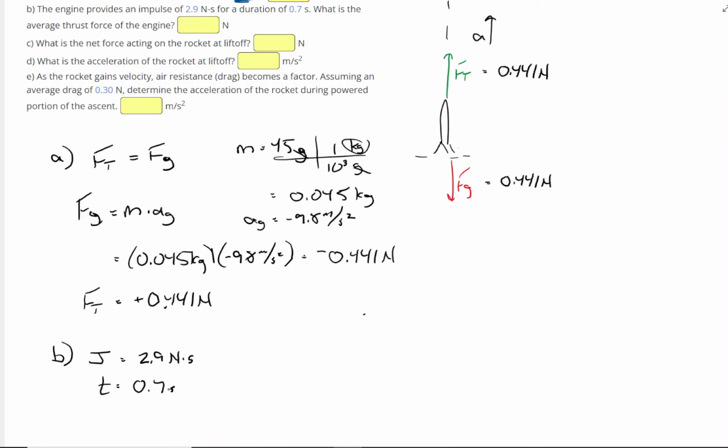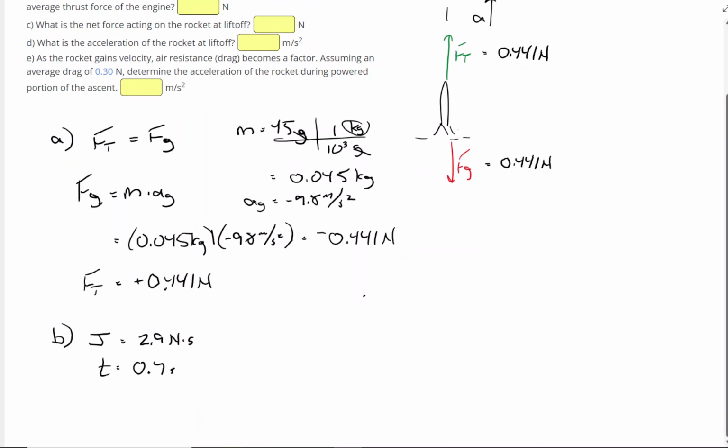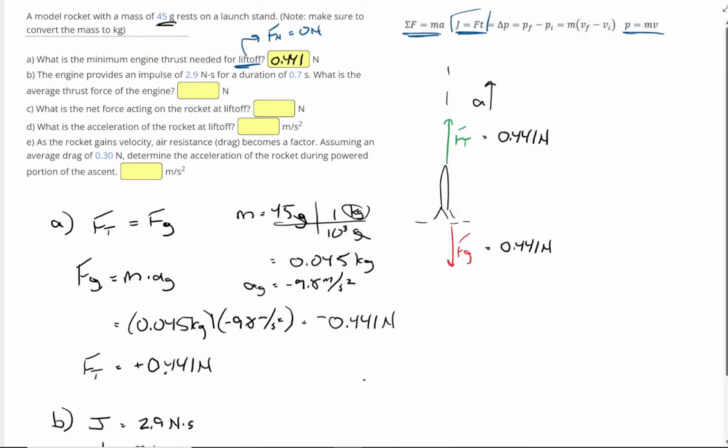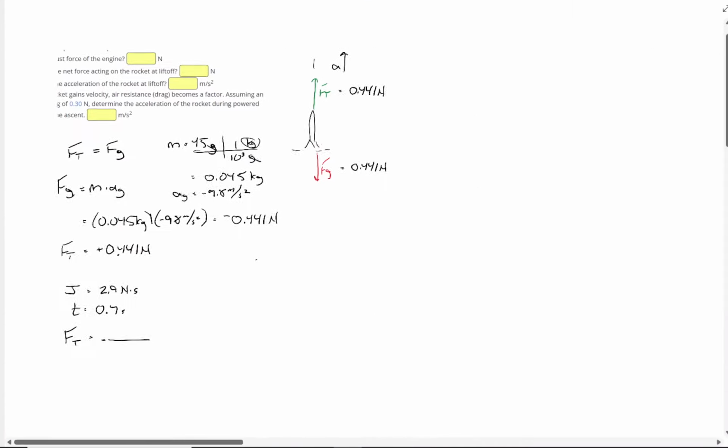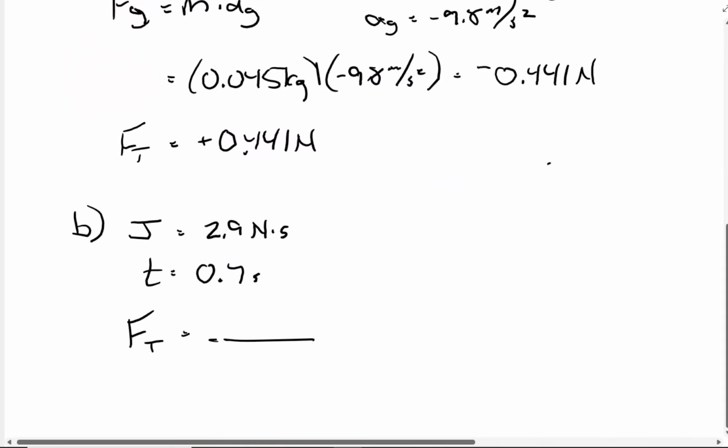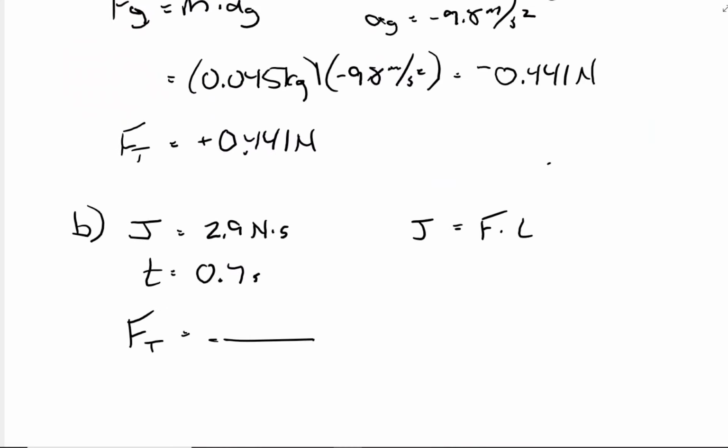So that impulse applied over a period of time is going to equate to some amount of force or thrust from the engine, right? So how do we find that? We want to know that engine thrust force. Well, how do we relate those values? Let's look at our equations, right? Impulse is simply force times time, right? So when I wrote down our variables, we know that impulse is equal to force times time.